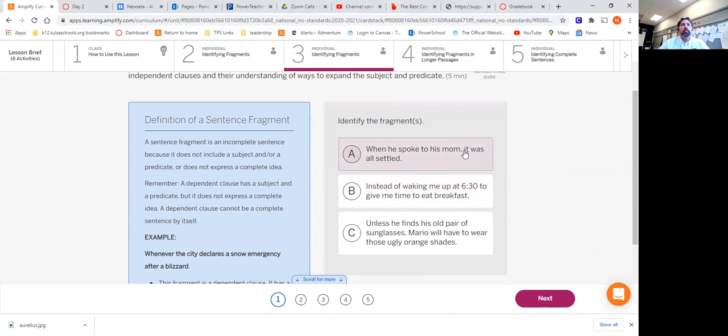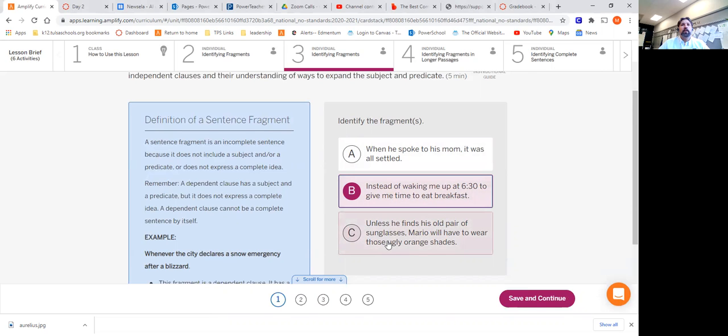"When he spoke to his mom, it was all settled." Here we have a dependent clause, "when he spoke to his mom," and here we have the independent clause, "it was all settled." That's a fine sentence. "Instead of waking me up at 6:30 to give me time to eat breakfast," that's just a dependent clause, right? The "instead of" part makes this depend on something else, so that won't fly.